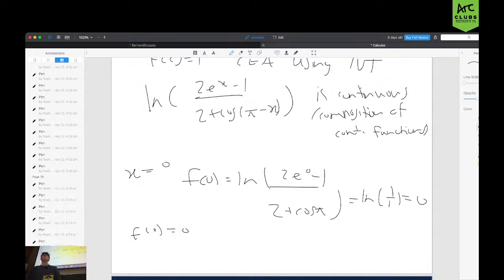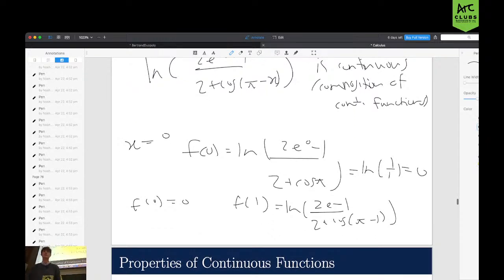Now let's sub in another point. Let's say we sub in 1. What do we get? We get the log of 2e minus 1 over 2 plus cos pi minus 1. Obviously, I can't just tell you what that is in my head, but if we sub this in our calculator, we get something roughly equal to 1.112, which is clearly greater than 1.